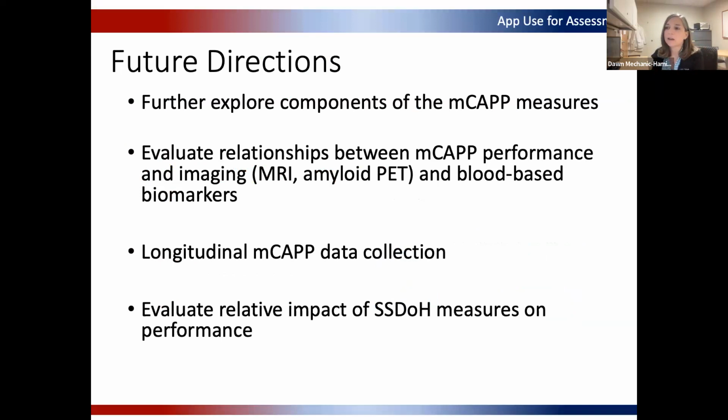We're looking at evaluating the relationships between those performance markers and imaging and blood-based biomarkers. And we're starting longitudinal collection as well. So people who are coming in a year later so that we can track people over time and see if there is more sensitivity in some of these measures than we would typically see in the measures that they would come in for. We're also collecting social and structural determinants of health data in our whole cohort now.